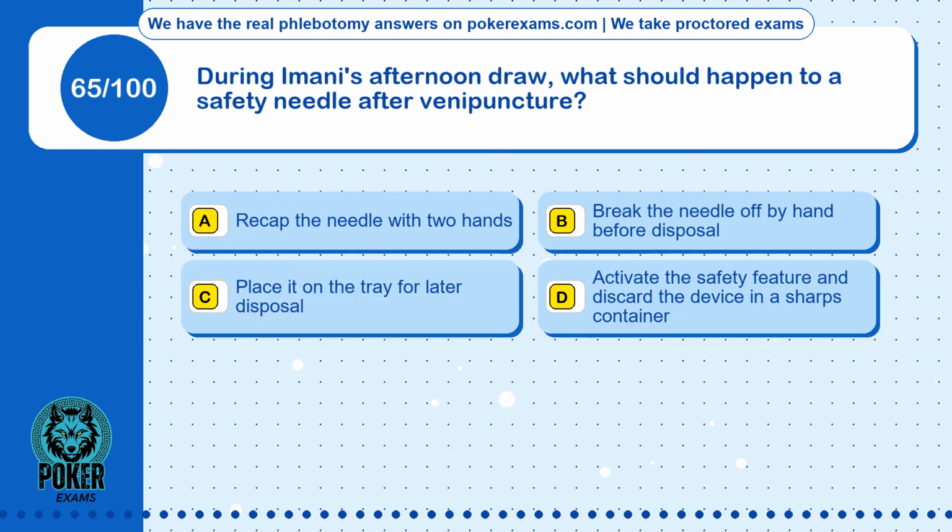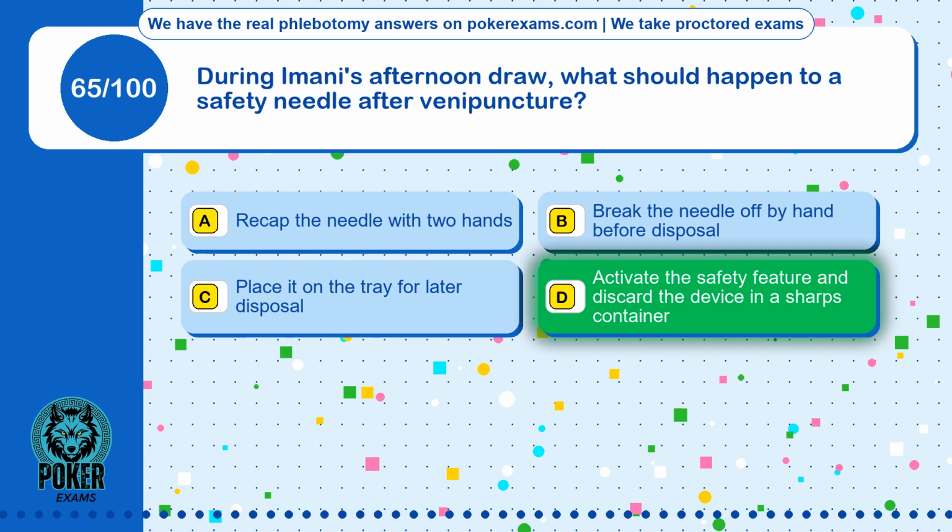Question 65. During Imani's afternoon draw, what should happen to a safety needle after venipuncture? Option A, recap the needle with two hands. Option B, break the needle off by hand before disposal. Option C, place it on the tray for later disposal. Option D, activate the safety feature and discard the device in a sharps container.